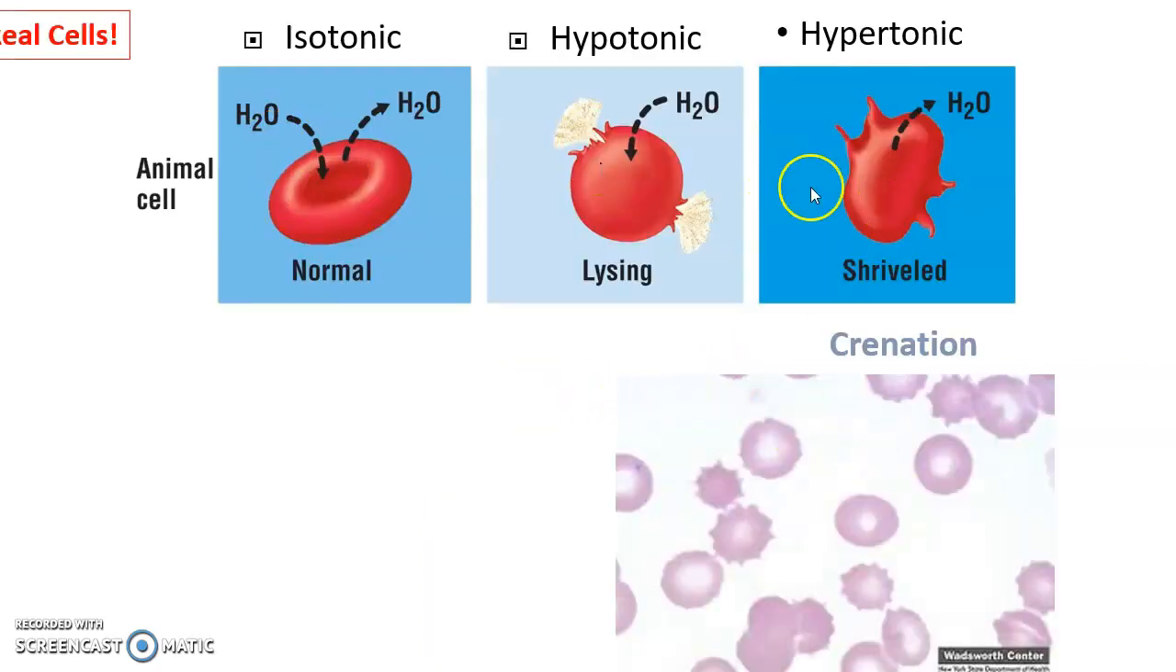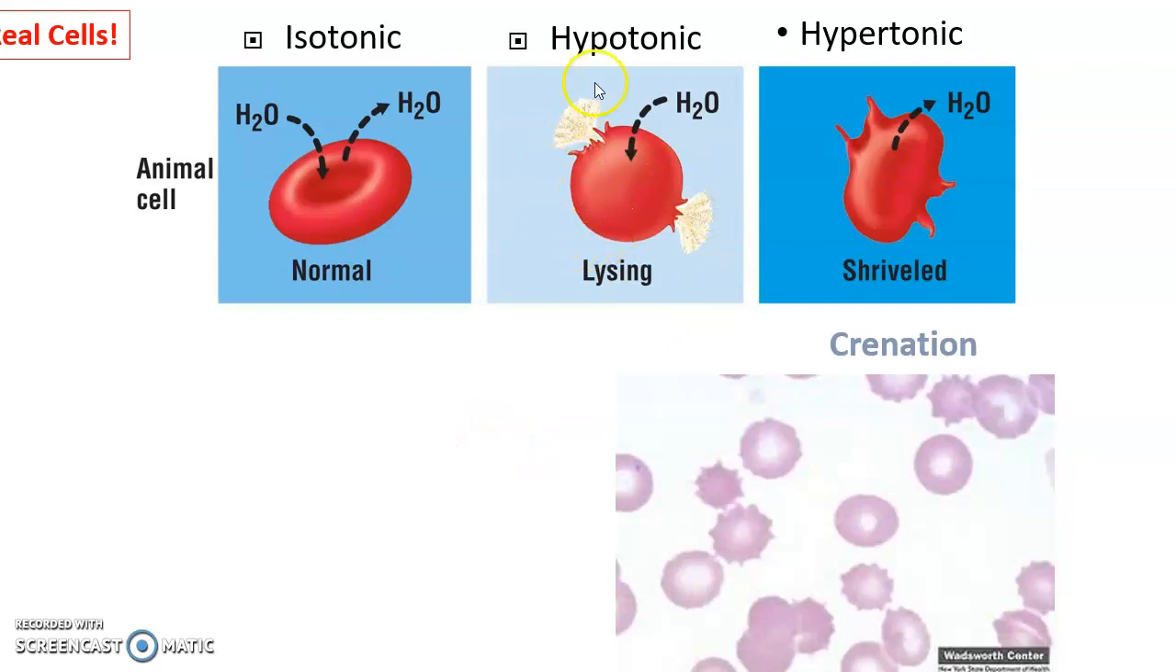All right, real cells, lovely red blood cells. When red blood cells are in an isotonic solution, water going into the cell and water leaving the cell are both at the same rate. So the red blood cell is in its happy place. It wants to be in an isotonic solution.